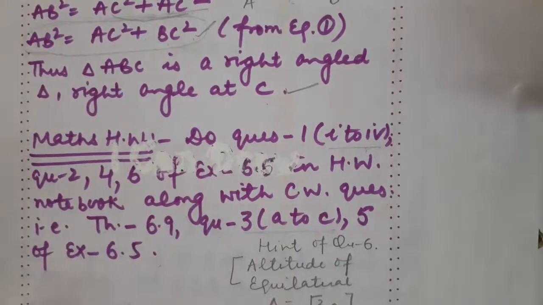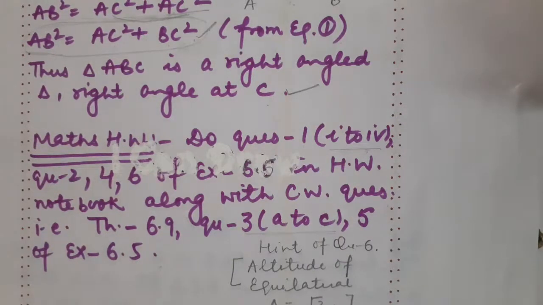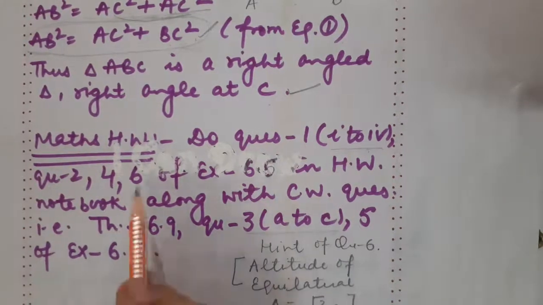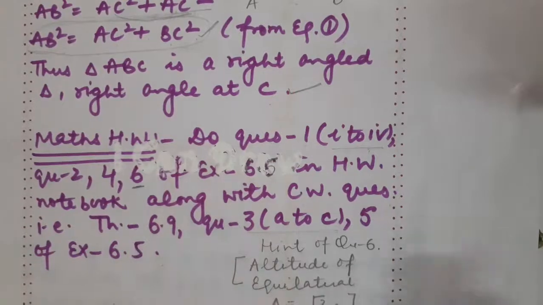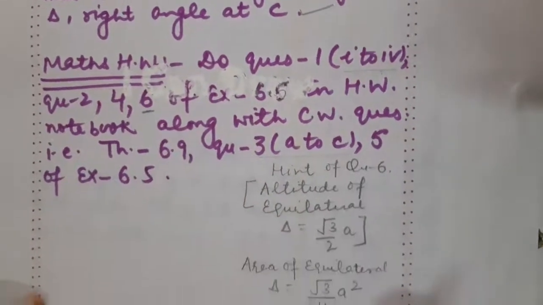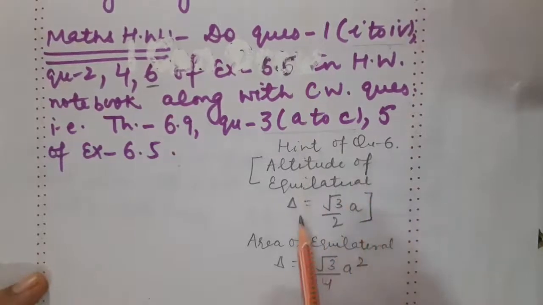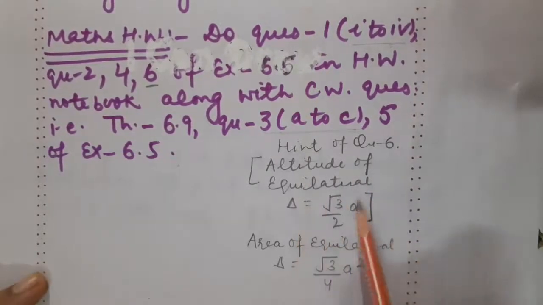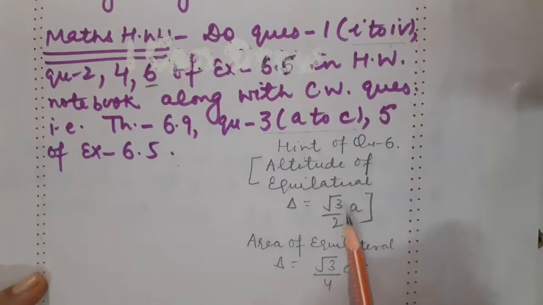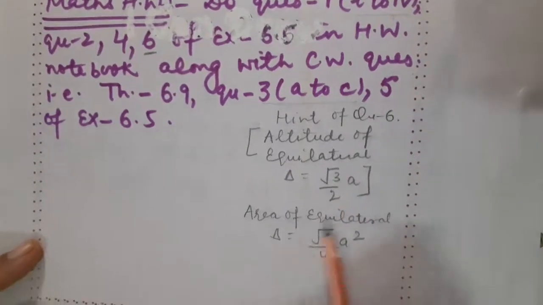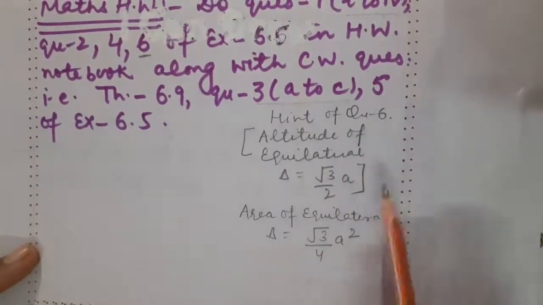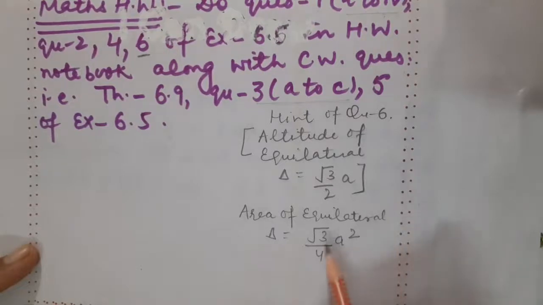I want to wind up my lecture while giving one small hint to solve question number 6. In question number 6, children, you will be asked to calculate the altitude of an equilateral triangle. There is a formula for this. Just memorize this formula as you have learnt the formula of the area of an equilateral triangle. So let us recall both the formulae.